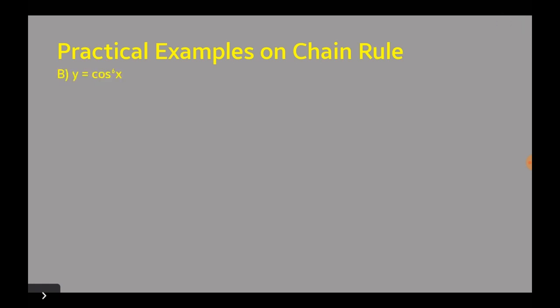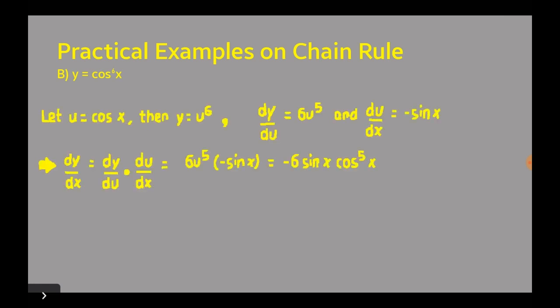What about this one? Practical examples on the chain rule using cos to the power of 6 of x. Let u be cos x, and then y equals u to the power of 6. dy over du is 6u to the power of 5, and du over dx is minus sine x.